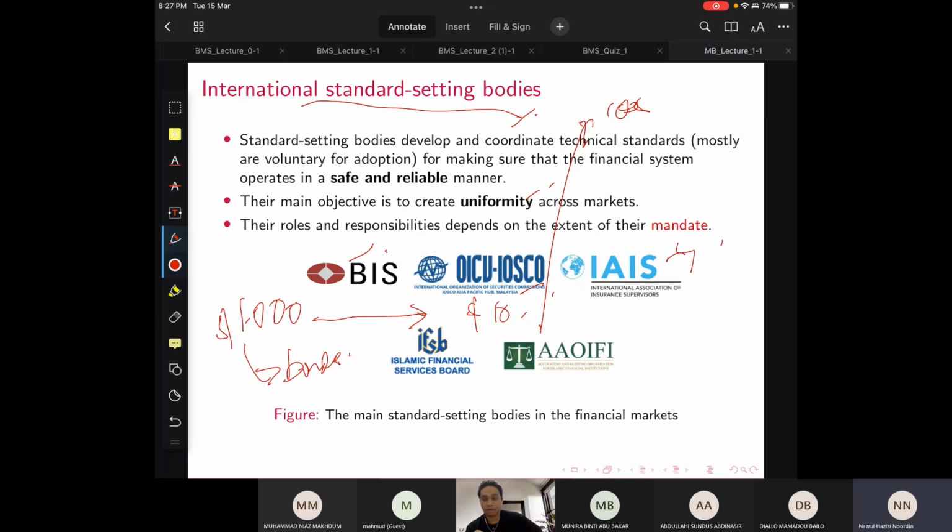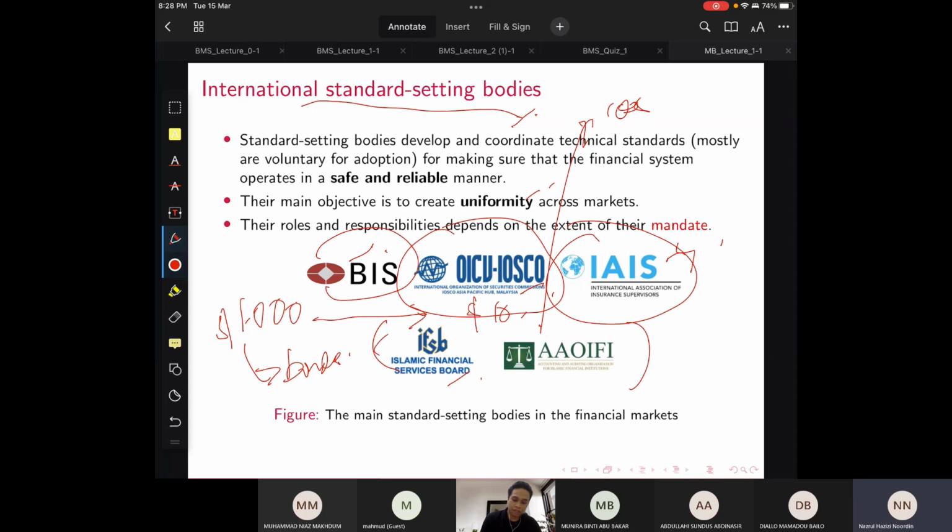That are looking at the insurance markets, right? And then for the Islamic financial system, we have this IFSB, Islamic Financial Services Board. I was there for 1 year. So the job of IFSB is basically to come up with the regulation or the standards for Islamic banks that complement those standards produced by these three institutions, right?